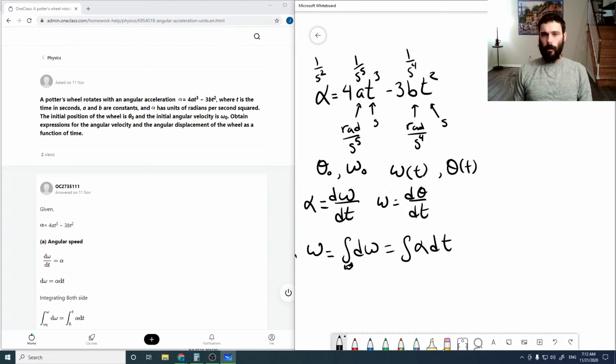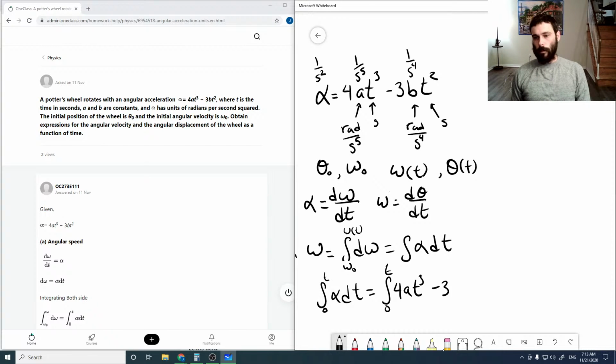So now if we integrate our alpha, we're going to integrate it from 0 to t. And when we integrate our d omega, we're going to integrate it from omega naught to omega of t. So then our alpha integral is just the integral from 0 to t of 4a t cubed minus 3b t squared dt.